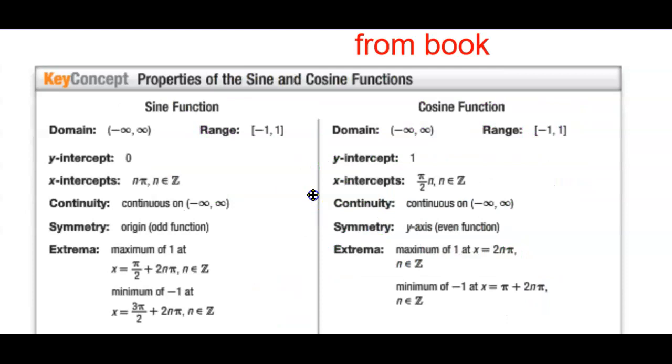All right, this is from the book, and it talks about the properties, and I'm going to just go to the next slide and fill these in with you, but it's here if you need to refer to it.